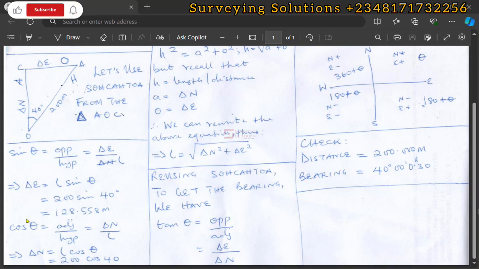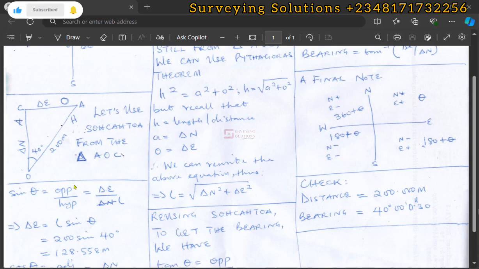Similarly, if you come to cos, that will help us to get delta northings. But we missed something. How did we know that it was sine that we are going to use? We didn't explain that part, right? Good. So now how did we know that it was sine that we are going to use? Now there's a relationship. We have the opposite, the adjacent, and the hypotenuse, right? Good. And they are related by SOHCAHTOA.